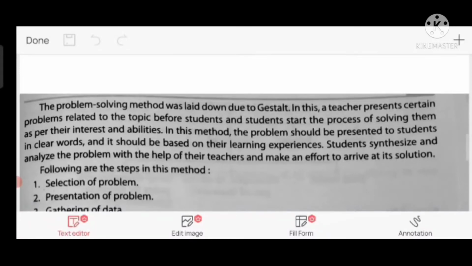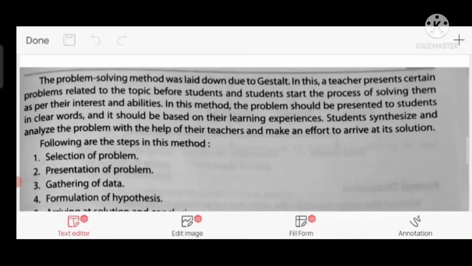In this, a teacher presents certain problems related to the topic before students, and students start the process of solving them as per their interest and abilities. In this method, the problem should be presented to students in clear words, and it should be based on their learning experiences. Students synthesize and analyze the problem with the help of their teachers and make an effort to arrive at its solution. Following are the steps in this method.